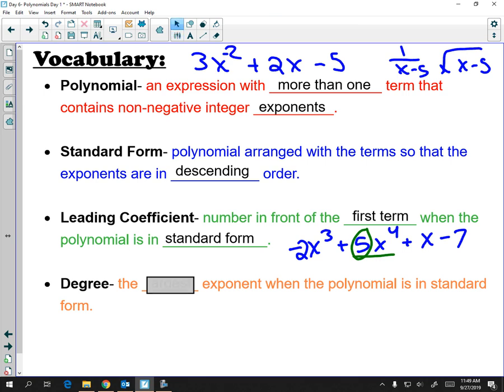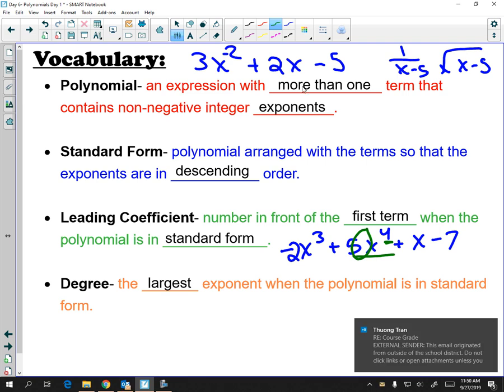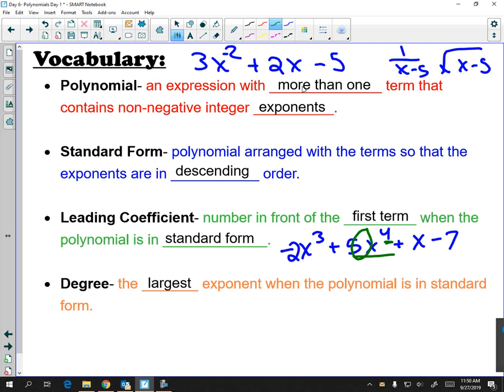The degree is the largest exponent when the polynomial is in standard form. So again, my degree of this last example would be 4 because it is the largest exponent out of the entire equation. If you were to put this in standard form, the 5x to the fourth would come first.